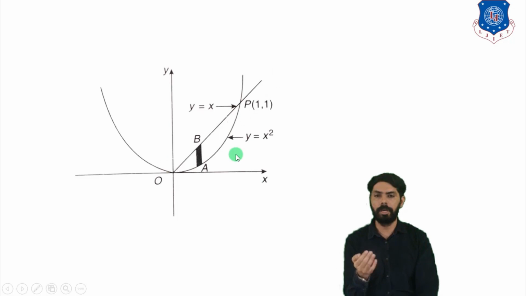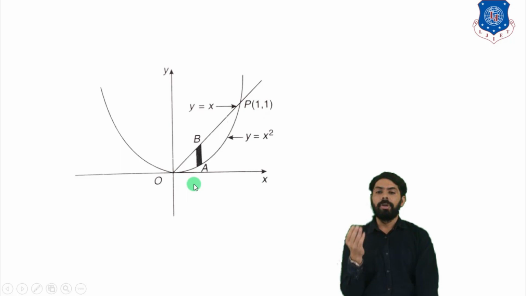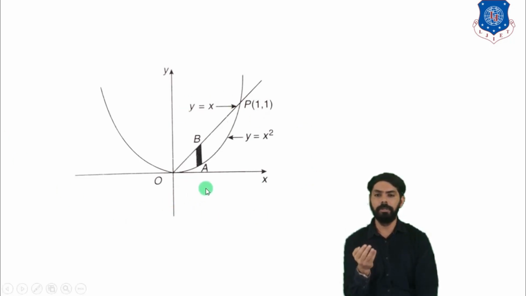As we have discussed earlier, the parabola y equal to x square and the line y equal to x intersect at two points, that is (0, 0) and (1, 1). These two are the intersection points. Now, in this example, we are integrating the function first with respect to y, then with respect to x. So for that, we will have to draw a strip parallel to the y-axis. So this is a strip which is parallel to the y-axis.